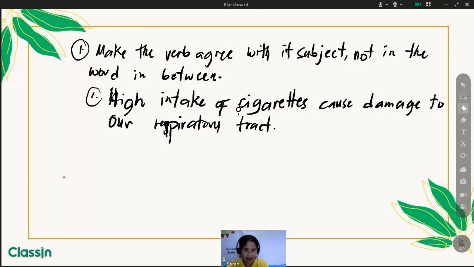Okay, so you observe here, our subject is intake of cigarettes, right? So high intake of cigarettes. And our verb is cause. Okay, so it says here that make the verb agree with its subject. So since our subject is cigarettes and it is plural, we are going to use the plural verb also, right?